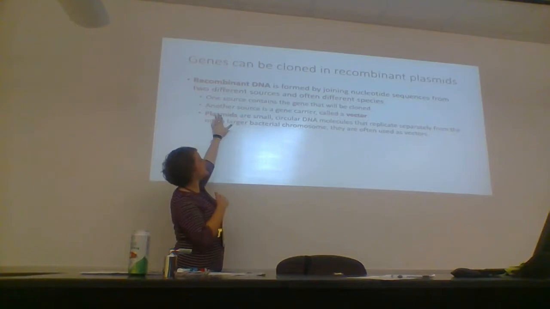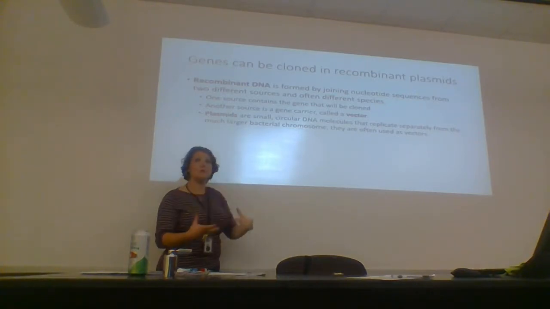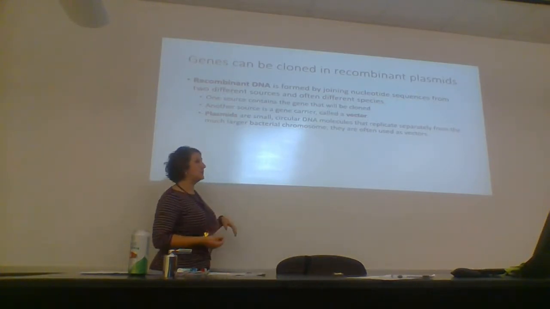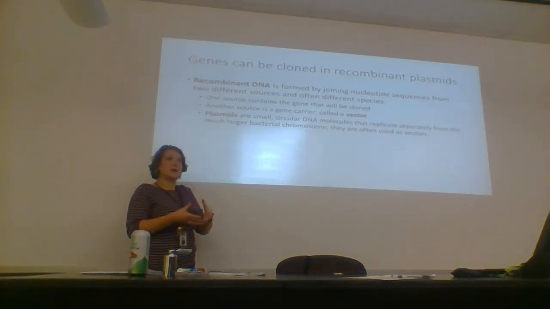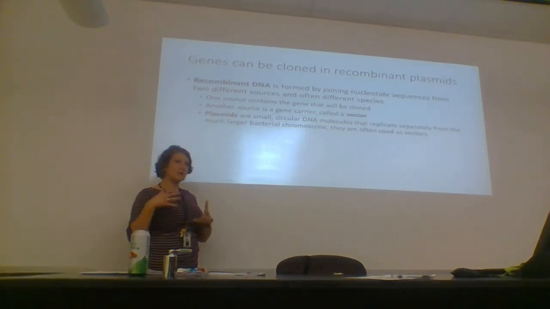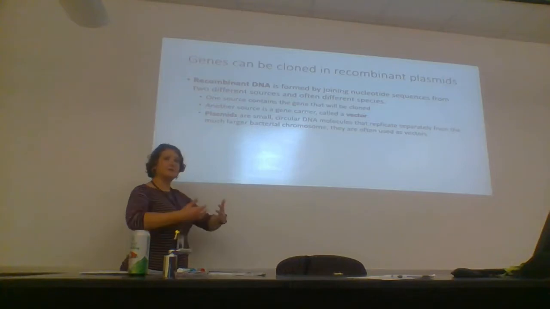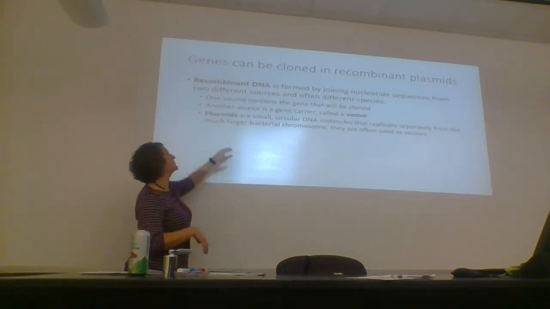One source contains the gene that we want cloned, that we want to make copies of. The other source is a carrier of that gene, and we call that a vector. Anytime something carries something else, we call that a vector. Like when mosquitoes carry malaria, we say they vector that disease. Something that just carries or holds something else is our vector.